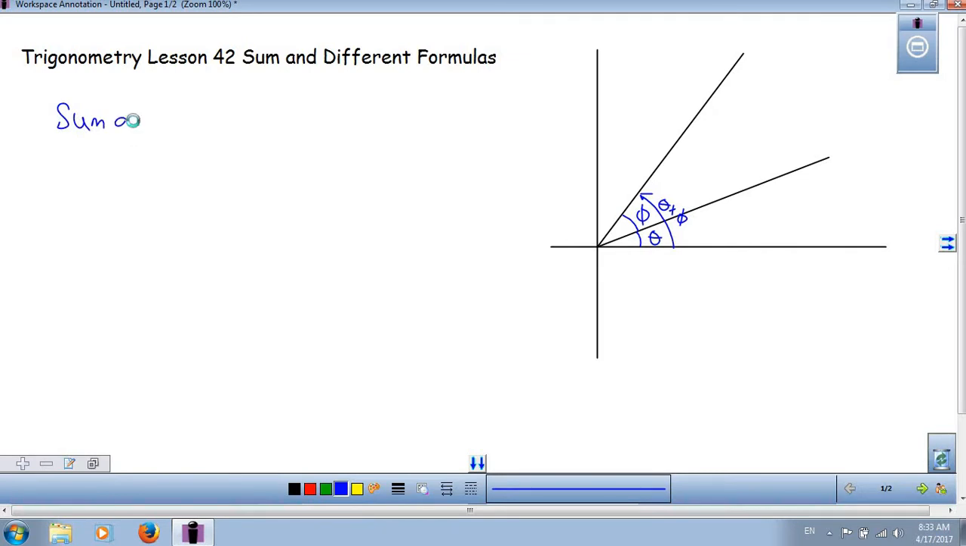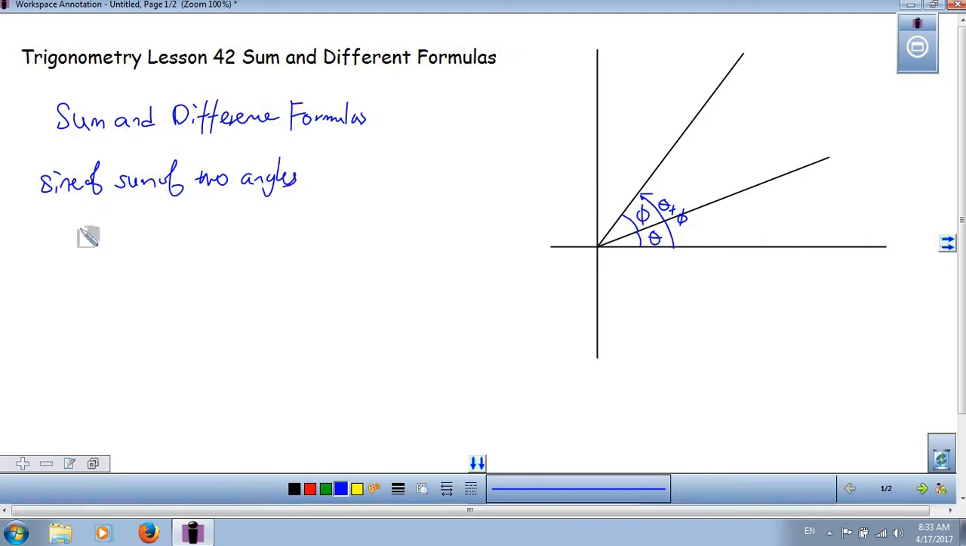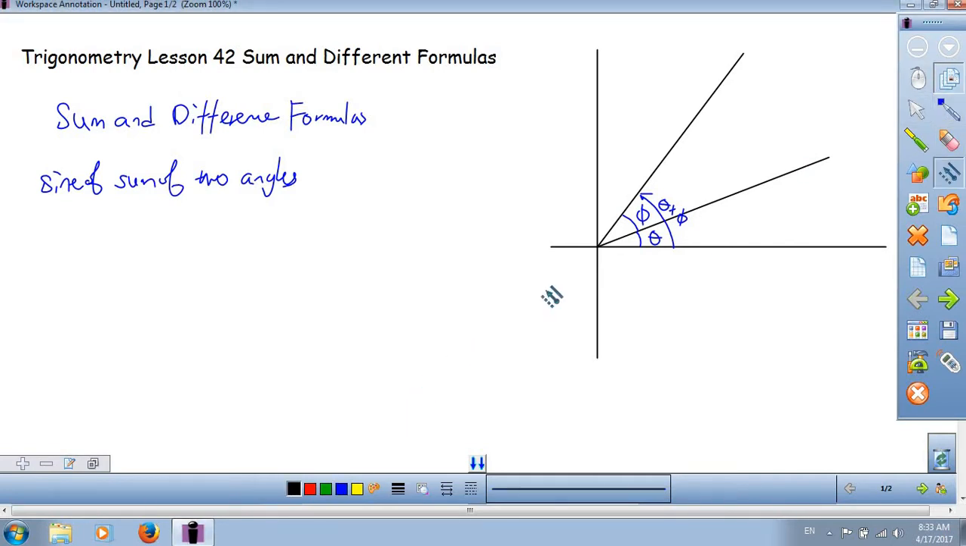By definition, just by the name, it is talking about the sum and difference of two angles. The sum and difference formula gives us the sum and difference of two angles. So let's talk about the sine of the sum of two angles. We're going to find out, when we add two angles, what would happen to the sine of the sum of the two angles, theta and phi. So let's go ahead and do some labeling first.